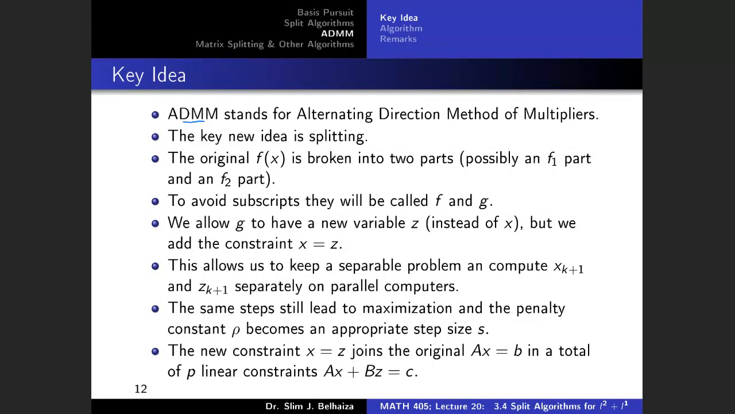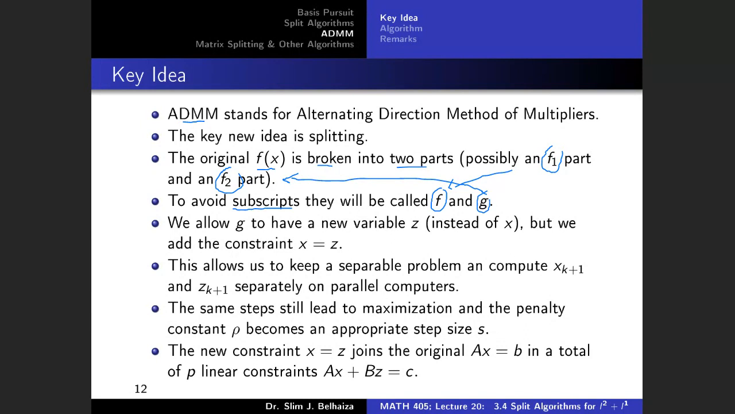The original f of x, with the ADMM, is broken into two parts. You may want to call them f1 and f2. So you see, from the beginning we are splitting or separating the function in two parts. In fact, it's not exactly separability as we've seen a couple of slides ago. To avoid using subscripts and getting confused, let us call them f and g. So f is for f1 and g is for f2.